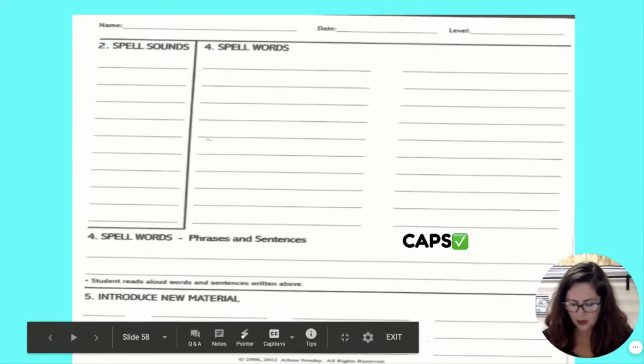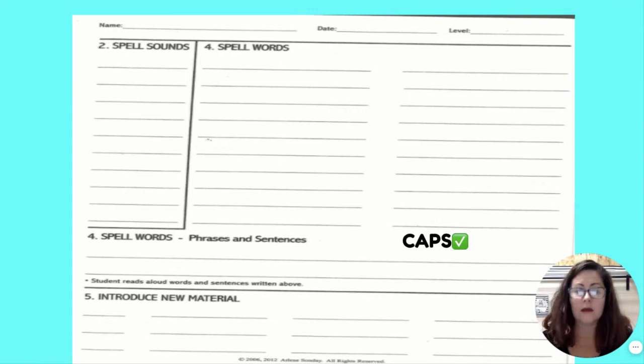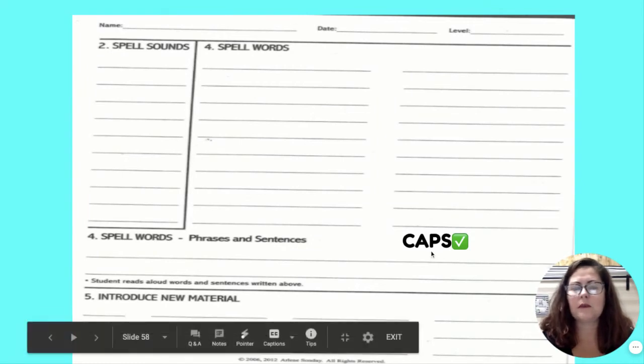Okay, so now we are on the spell words, phrases, and sentences section. If you notice here, we've got caps. This is what we'll check a little bit later. So I will say a sentence. You'll repeat the sentence. You will tap out the sentence, then write the sentence. Okay, so they're getting longer and longer.